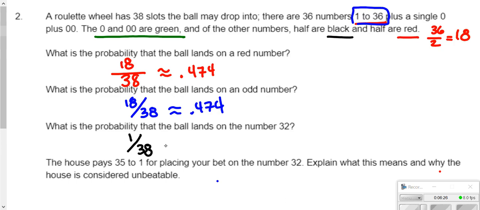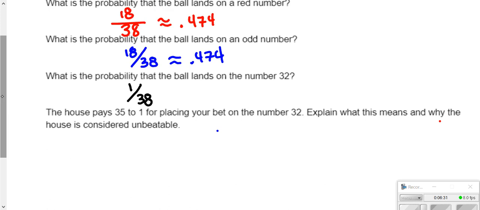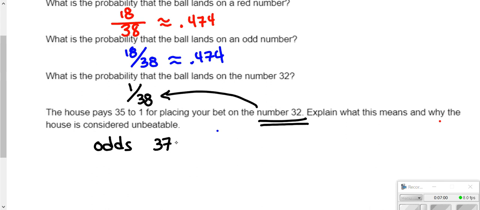Okay, and this next question I think is very interesting. So it says the house pays 35 to 1. So that means if you were to bet one chip, you'd get 35 chips by placing your bet on the number 32. And explain what this means and why the house is considered unbeatable. Okay, well, we just said that the probability of getting the ball to land on the 32 was 1 out of 38. So that means that my odds are 37 to 1. But the house is paying 35 to 1. So why isn't it the same?